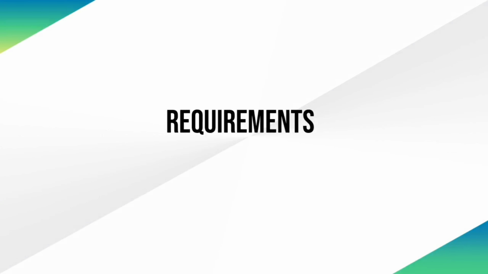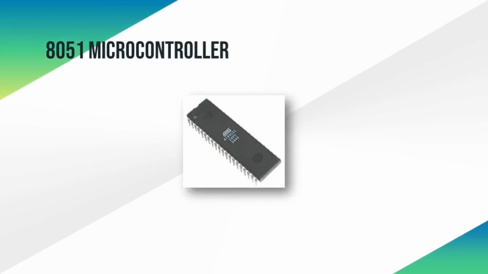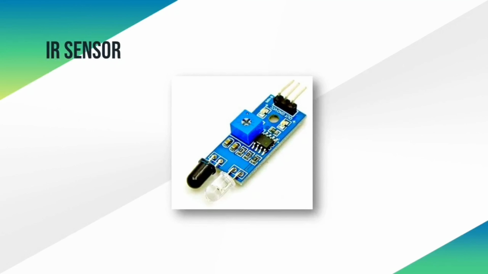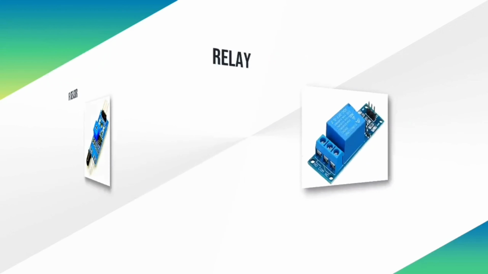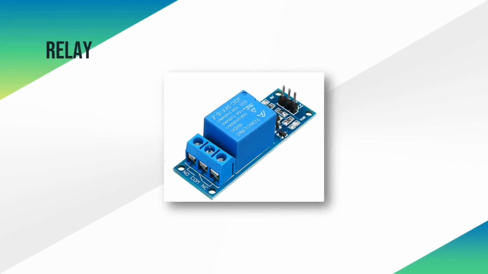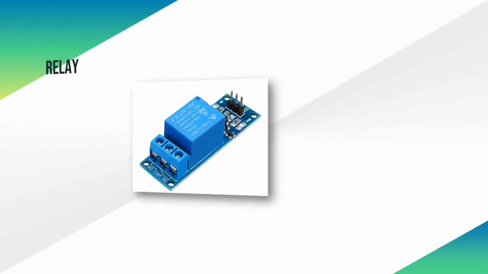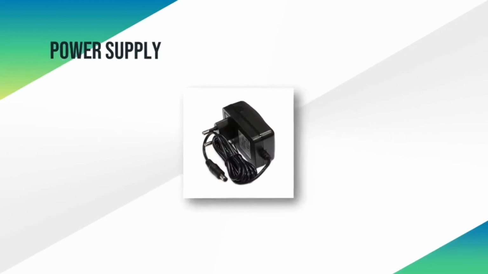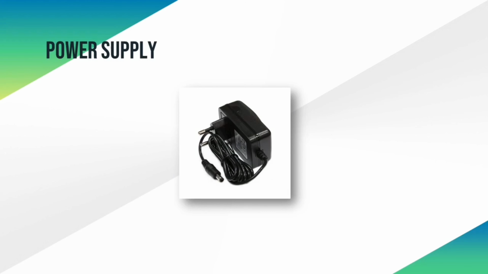What are the requirements we need for this project? First of all, the vital component is the 8051 microcontroller. The next is an IR sensor. As a substitute, you can also use an ultrasonic sensor. The next is a relay, which acts as a switch in our project. The next is a solenoid valve to dispense the sanitizer. And finally, a power supply to provide the necessary power for these components.